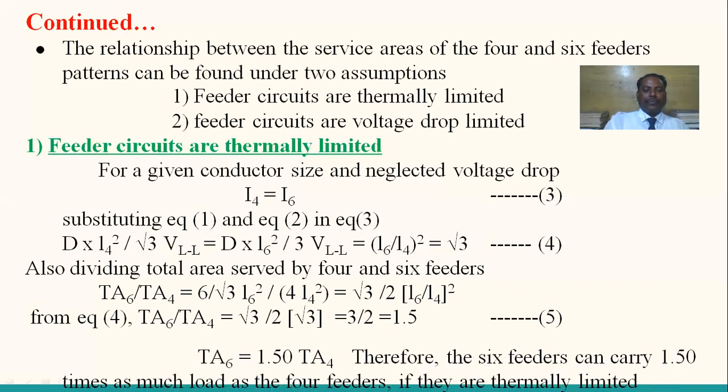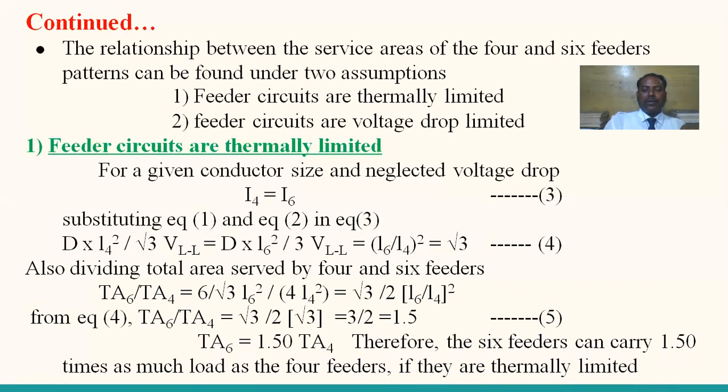Therefore, TA6 is equal to 1.5 times TA4. From this we conclude that when feeder circuits are thermally limited, the 6 feeders can carry 1.5 times as much load as the 4 feeders. So this is the first comparison.